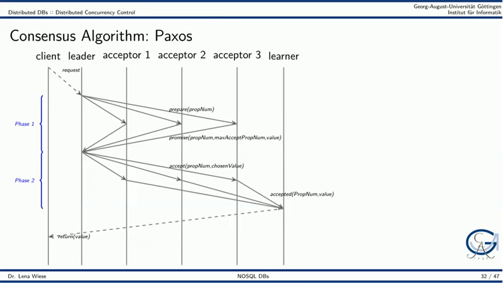From the values returned in the promise messages, the leader chooses the one with the highest previous proposal number. In case there are no previous proposal numbers, the leader can choose a value freely. In phase 2, the chosen value is sent in accept messages to the acceptors. As a last step, the acceptors return accepted messages, including the proposal number and the value.